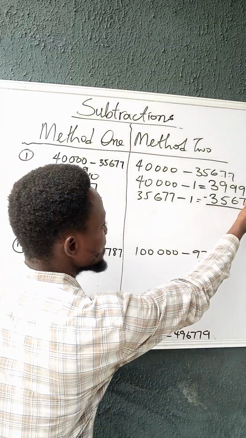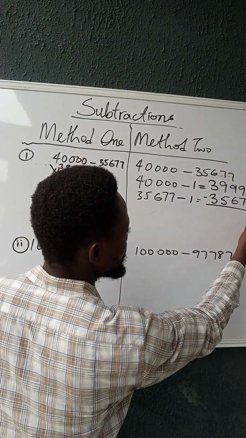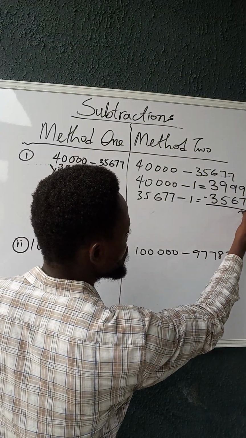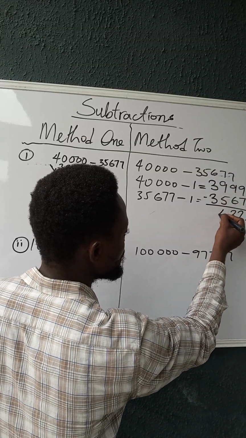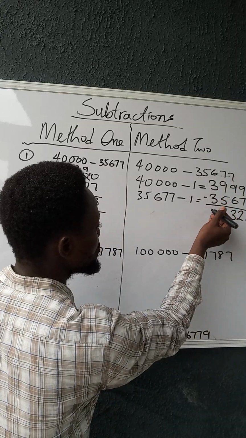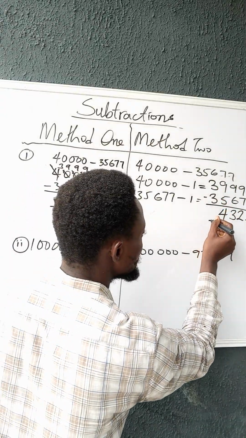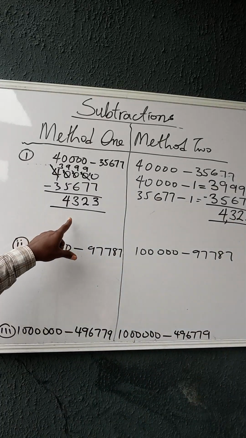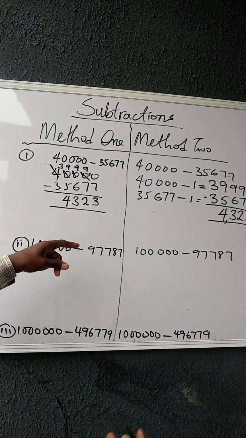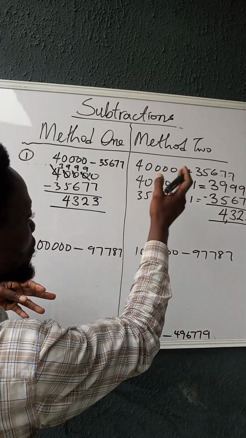Definitely we have 9 take away 6 will give you 3. 9 take away 7 will give you 2. 9 take away 6 will give you 3. 9 take away 5 will give you 4. And 3 take away 3 will give you 0. So there's no point writing 0 here. So therefore we have 4,323, just as we had here. Okay, so which method would you prefer? This method or this method?